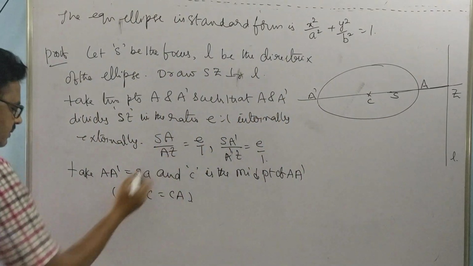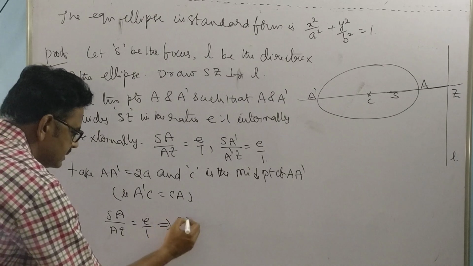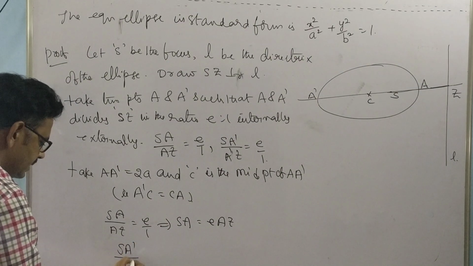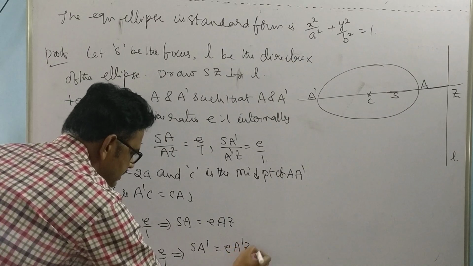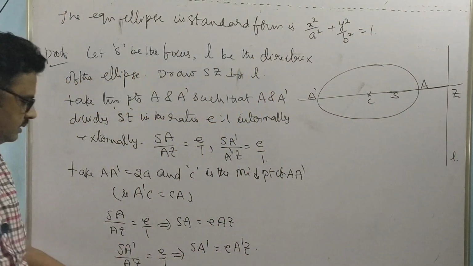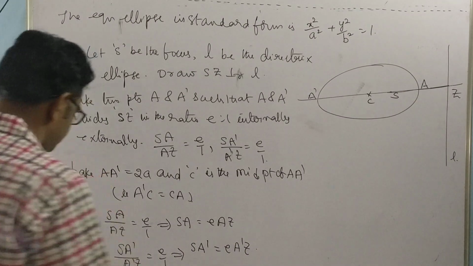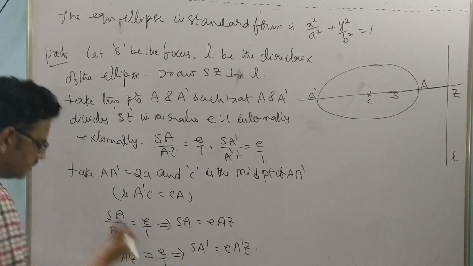Now here, SA by AZ is equal to E/1 implies SA is equal to E into AZ, and also SA dash by A dash Z is equal to E/1 implies SA dash is equal to E into A dash Z. Okay, write down.